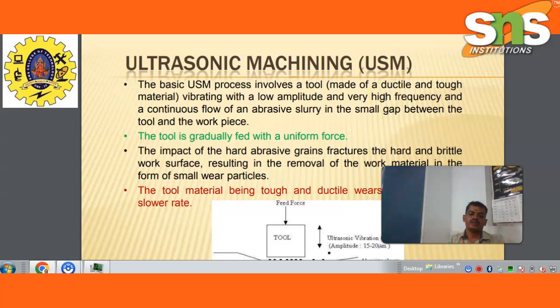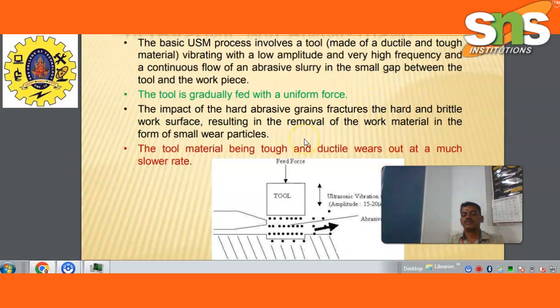Next one is the ultrasonic machining process. This is one of the metal cutting processes. Basically, the ultrasonic machining process involves a tool made of ductile or tough material, vibrating with a low amplitude and very high frequency, with a continuous flow of an abrasive slurry in the small gap between the tool and workpiece. The tool is gradually fed with a uniform force.